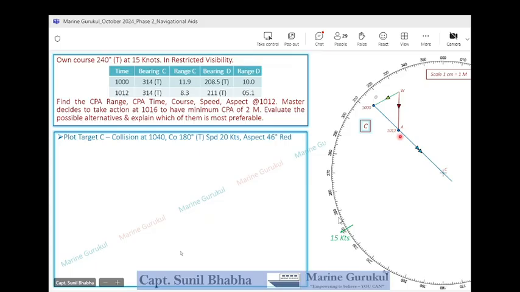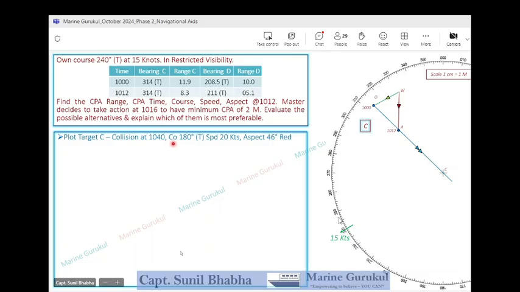We can also find out the time. The time can be found by measuring the distance Alpha to Charlie, divided by Oscar to Alpha, multiplied by 12. So Oscar to Alpha distance is covered by the target in 12 minutes. We find out how much time the target would take to come to Charlie, and that would give us the time to CPA. So we obtain from the plot that target Charlie is on a collision course and the collision is predicted at 1040.